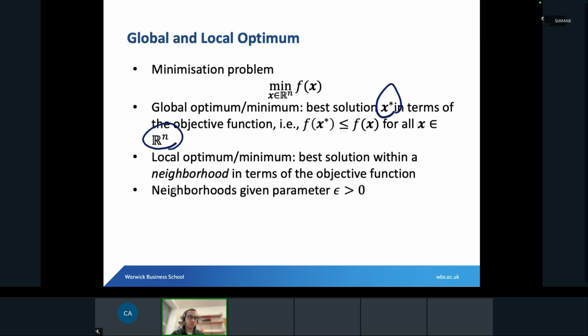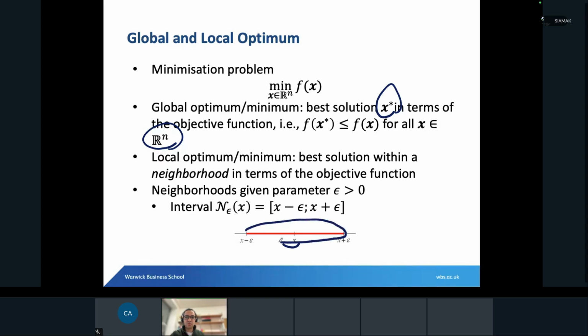Now, local optimum or minimum is the best solution within the neighborhood in terms of the objective function. Here we can write it in this way: given a parameter epsilon greater than 0, it should be strictly positive, and then we define our neighborhood as x minus epsilon to x plus epsilon. So this is the point that we have, and here is the neighborhood that we have. F of this x bar is always less than or equal to f of x, where x belongs to x bar minus epsilon to x bar plus epsilon. Okay, including them, so it is a square bracket here that we have.